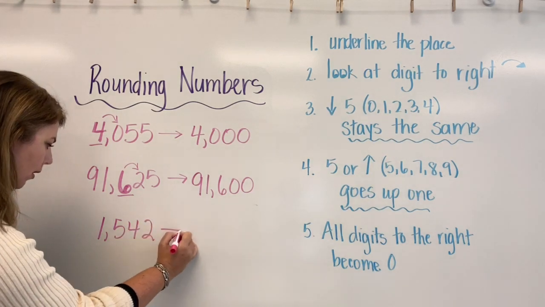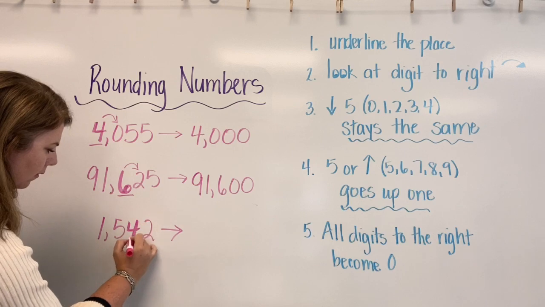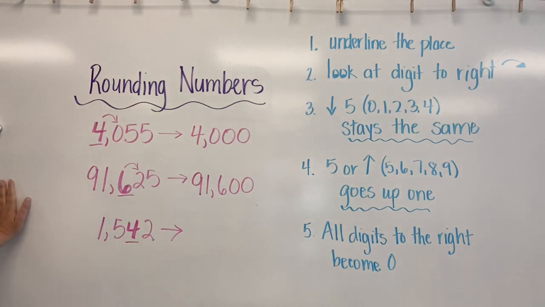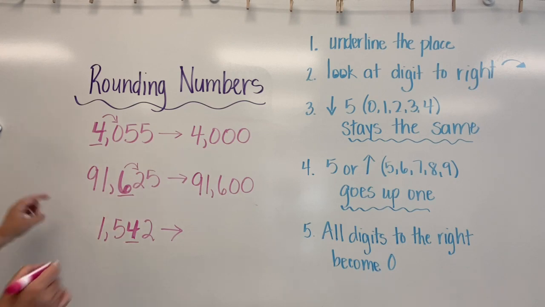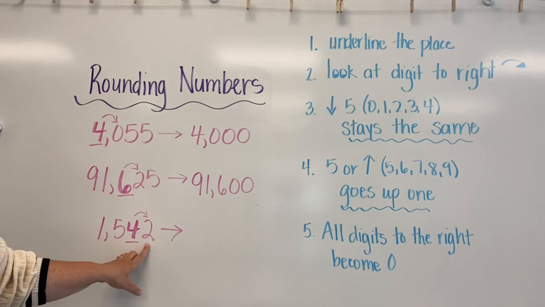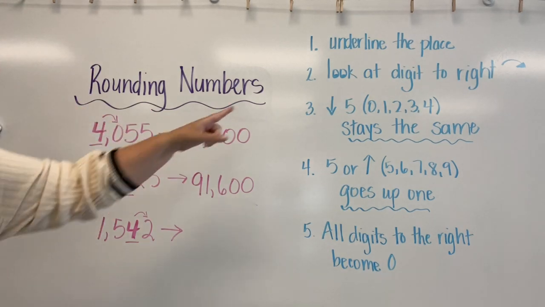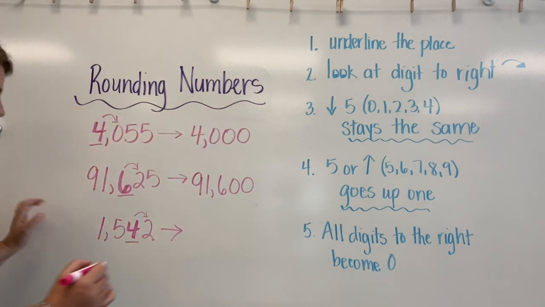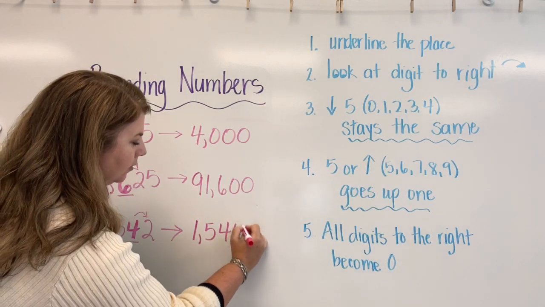1,542 rounded to the nearest 10. Okay, I underlined that; it is the digit that is either changing or staying the same. I look to the next. The number next door is the one who tells it what to do. It's a 2. Is it less than 5? Yes, it is. He says stay the same. Everything else turns to a 0.